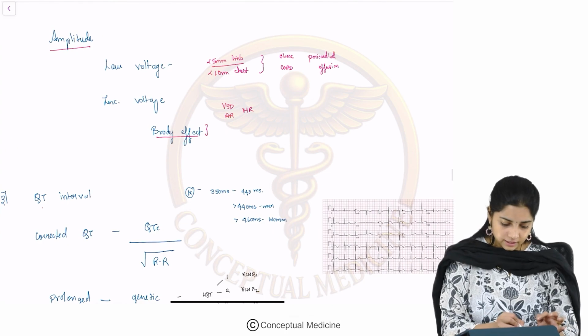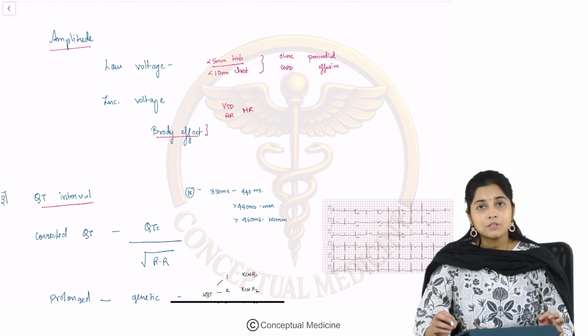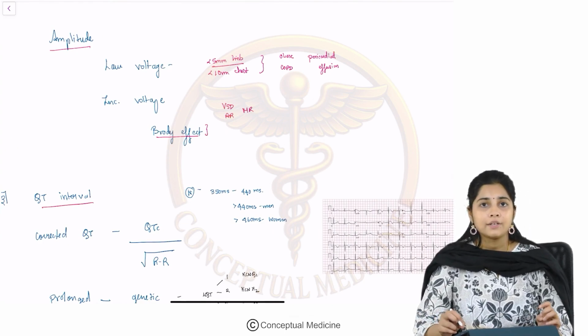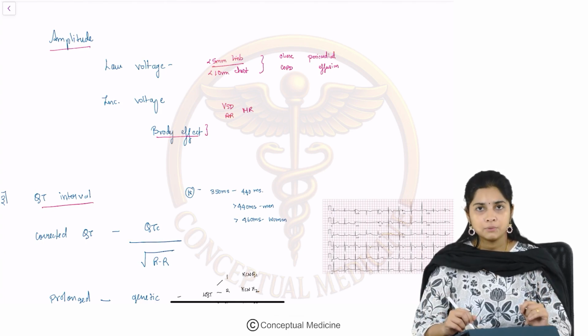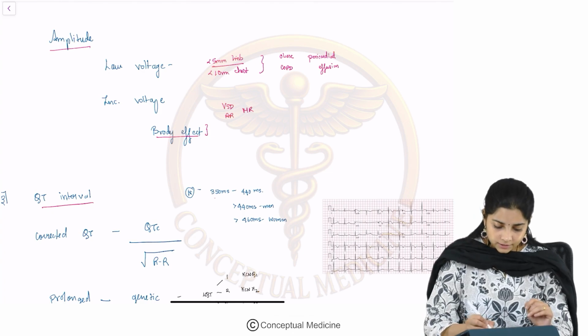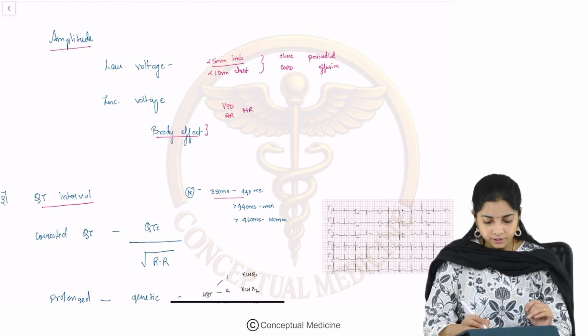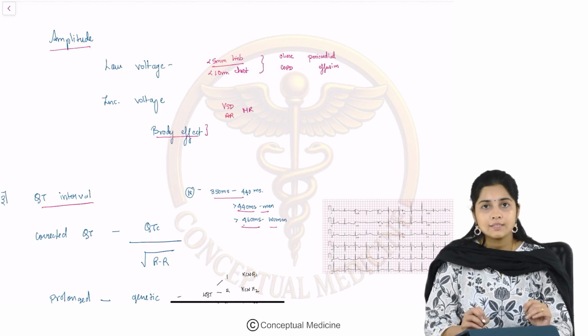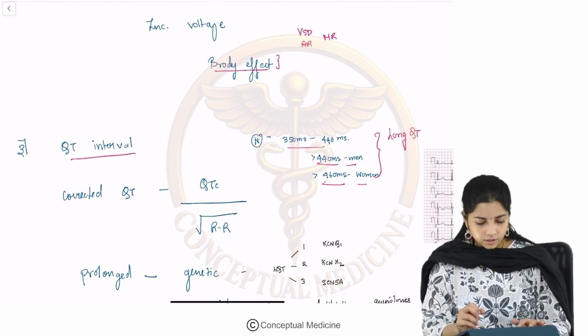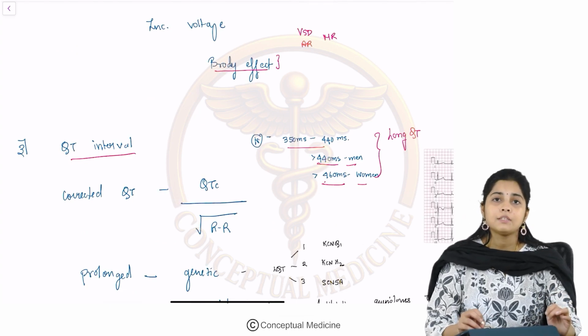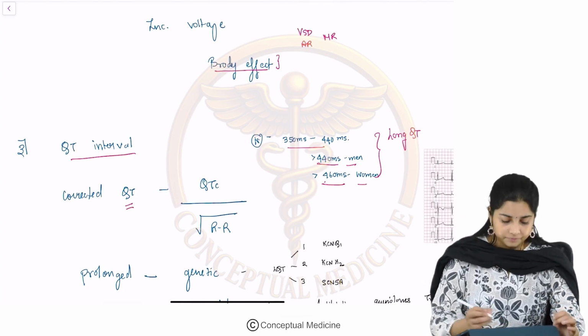Now, let us look at the QT interval. A QT interval is basically the interval from the beginning of the Q wave to the end of the T wave. A normal QT interval is 350 to 440 milliseconds. If it is more than 440 milliseconds in men and more than 460 milliseconds in women, we call it a long QT syndrome.